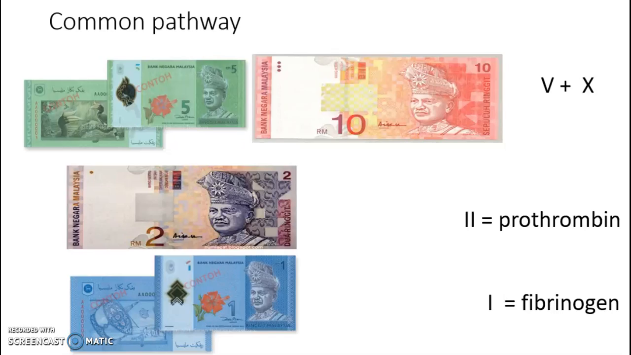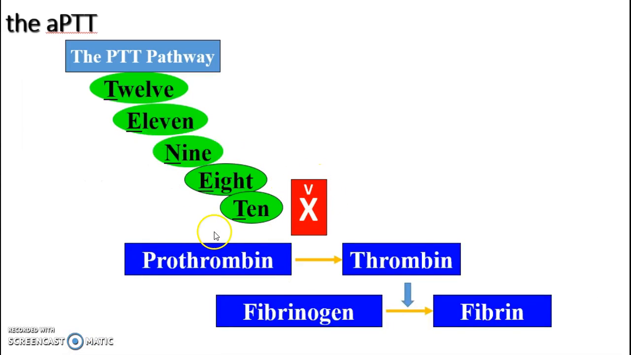So the common pathway is from here downwards. It's the place where the extrinsic and the intrinsic pathways merge. That's where they merge, and from here downwards is what we call the common pathway.